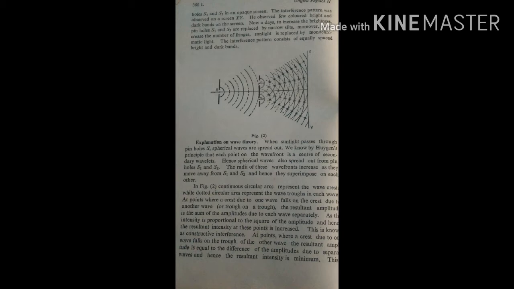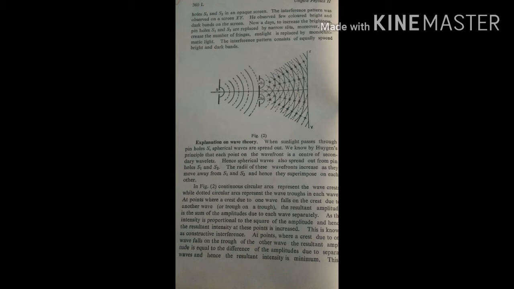When sunlight passes through pinhole S, spherical waves spread out. We know by Huygens' principle that each point on the wavefront is a center of secondary wavelets. Hence, spherical waves also spread out from pinholes S1 and S2. The radii of these wavefronts increase as they move away from S1 and S2. Hence, they superimpose on each other.